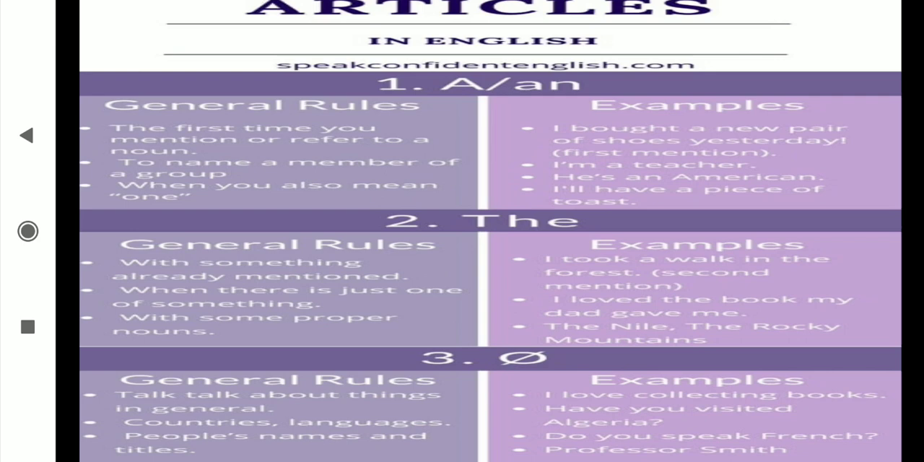For example: I love collecting books. Have you visited Algeria? Do you speak French? Professor Smith. When we talk commonly, that time we don't use any kind of article in front of the noun.